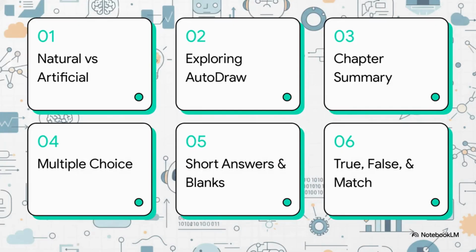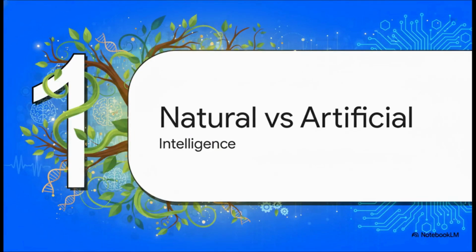So, here's our game plan for this explainer. First, we'll look at natural versus artificial intelligence. Then, we'll explore the auto-draw tool and do a quick chapter summary review. After that, we'll hit the exam phase: multiple choice, short answers, and blanks, and wrap the whole thing up with true, false, and matching. All right, let's jump straight into section 1.